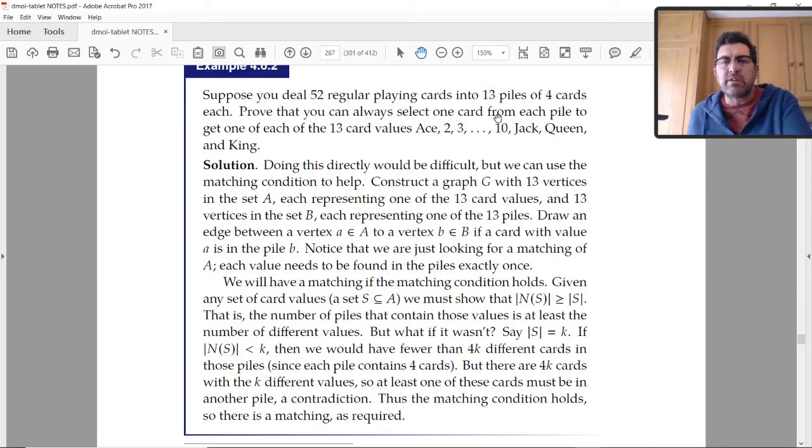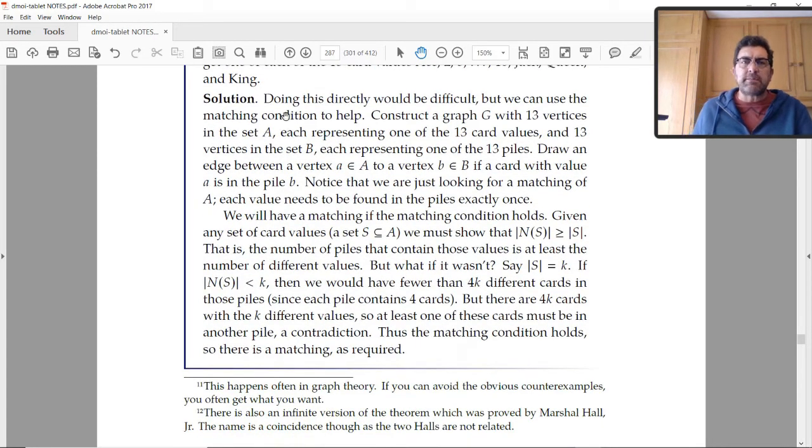Okay, so for those of you that don't know playing cards, prove that you can always select one card from each pile to get one of each of the 13 card values from an ace to a king. Now folks, just think about this. If a suit has 13 cards and you've spread the suit, each card in a pile, then you spread the next suit, each card in a pile, it makes sense that that is going to be the case. Now let's see. Doing this directly would be difficult, but we can use the matching condition to help.